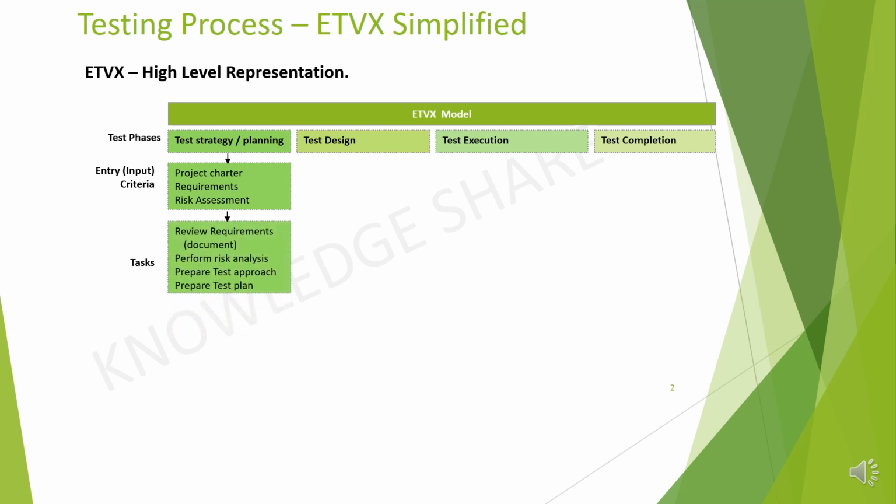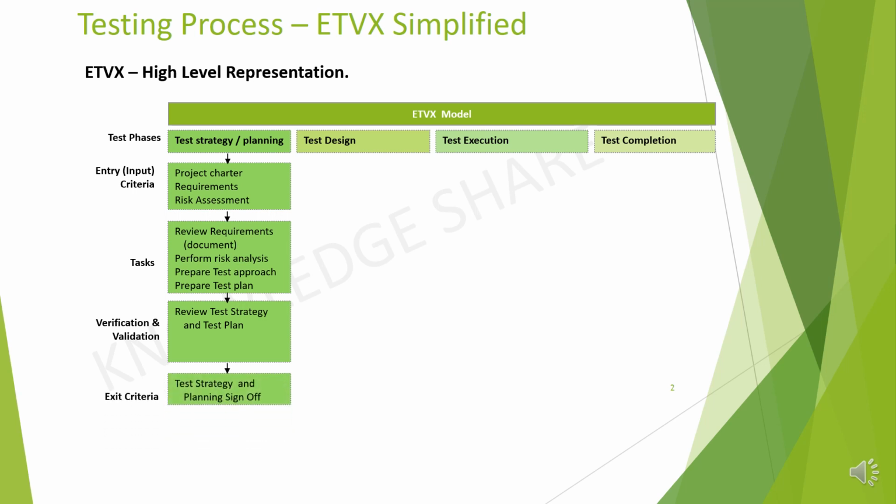Under verification and validation, testing team need to review test strategy and test plan document. Under exit criteria, the test strategy and test plan should be signed off. Deliverables for test strategy and planning phase are completed and signed off test strategy and test plan document.